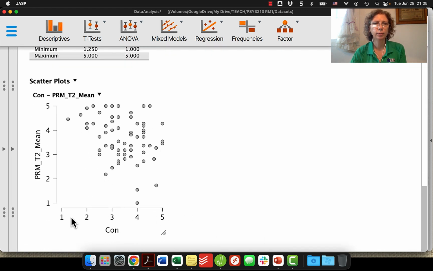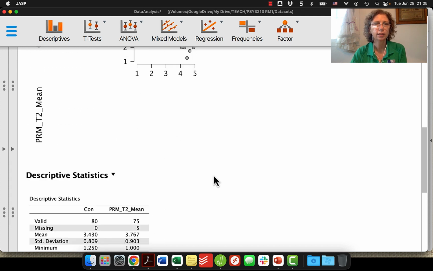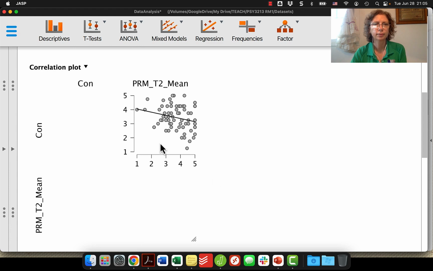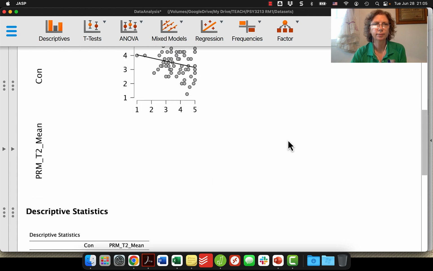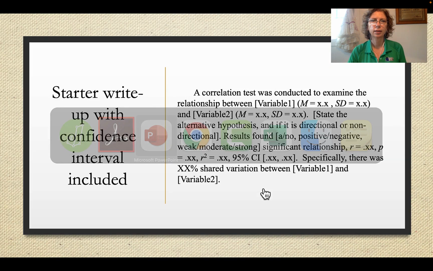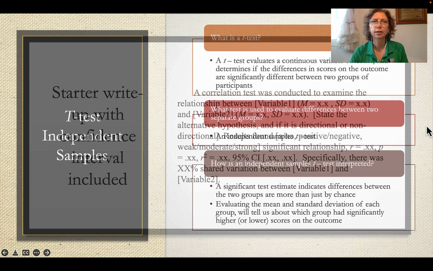We have conscientiousness on the x-axis and perceptions of research methods on the y-axis. So you would save either of these. This is a scatter plot, and this is also a scatter plot. Either one of them is fine. Going back to our PowerPoint and the next test.